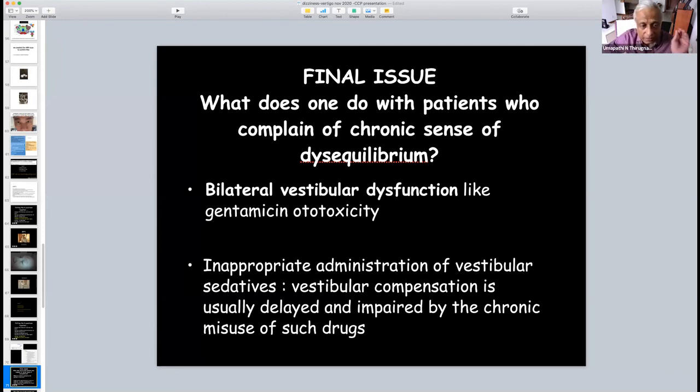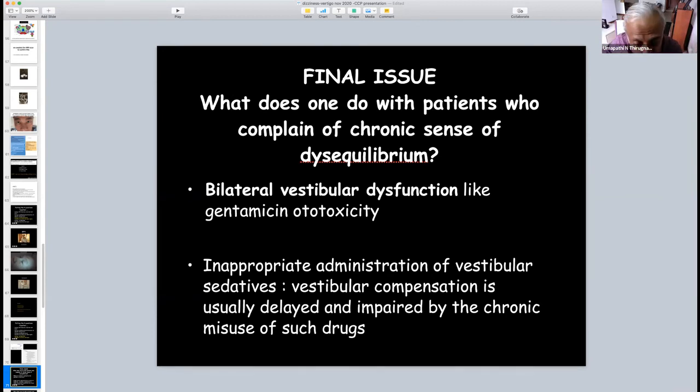So remember that your gentamicin level, your amikacin level predicts kidney injury, but does not predict ototoxicity. In a patient who has been exposed to large amounts of gentamicin, aminoglycosides, amikacin, you must be aware that they can develop bilateral vestibular dysfunction and complain of chronic disequilibrium.